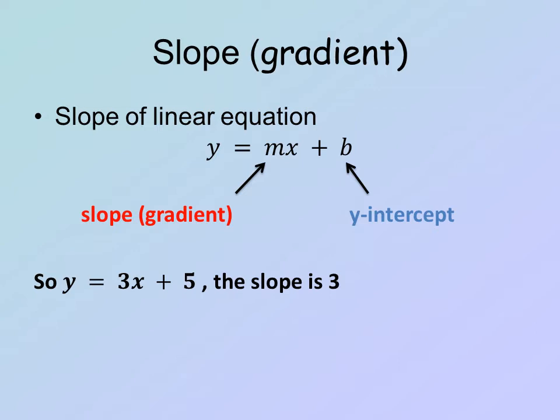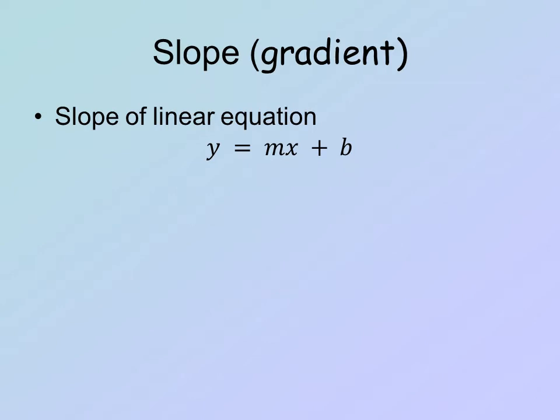How to find the value of the slope? We have three ways. The first way is to find it directly from the given equation. For example, if we have y = 3x + 5, the slope is 3. The second way to find the slope is to calculate rise over run.